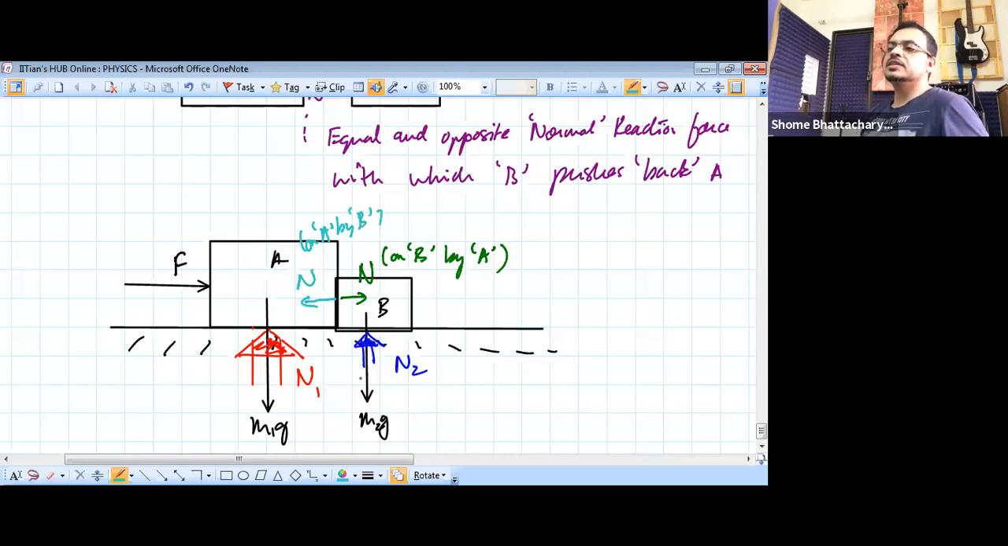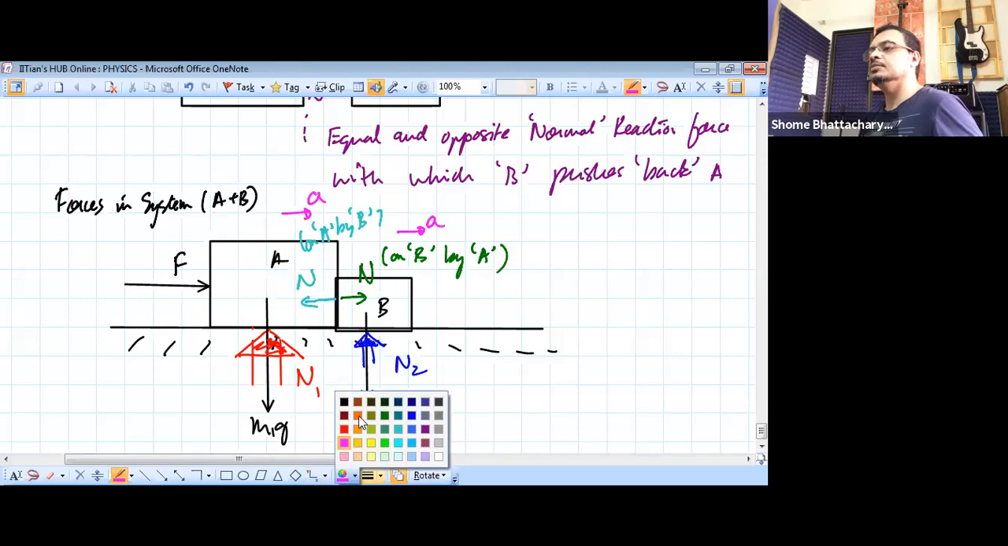So these are all the forces which are acting within the system, the system consisting of the blocks A plus B. Now we'll also realize that as a result of these forces, there's no friction on the ground. So they both start moving with a common acceleration a. The important thing here is that A and B will have common acceleration.